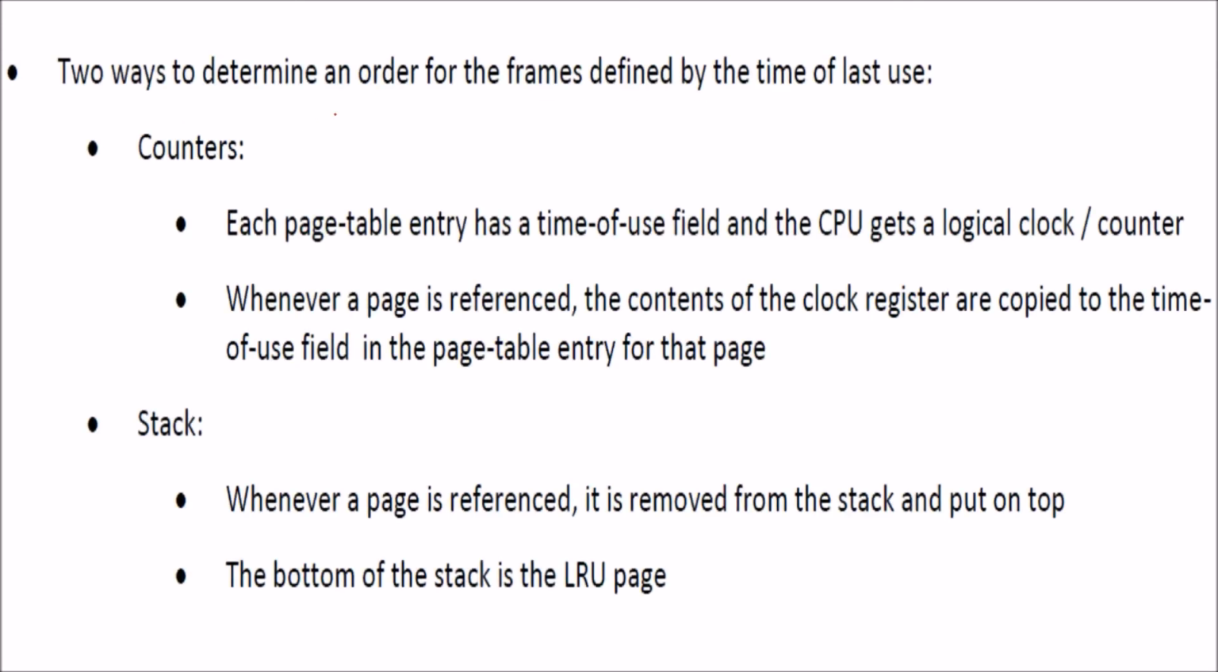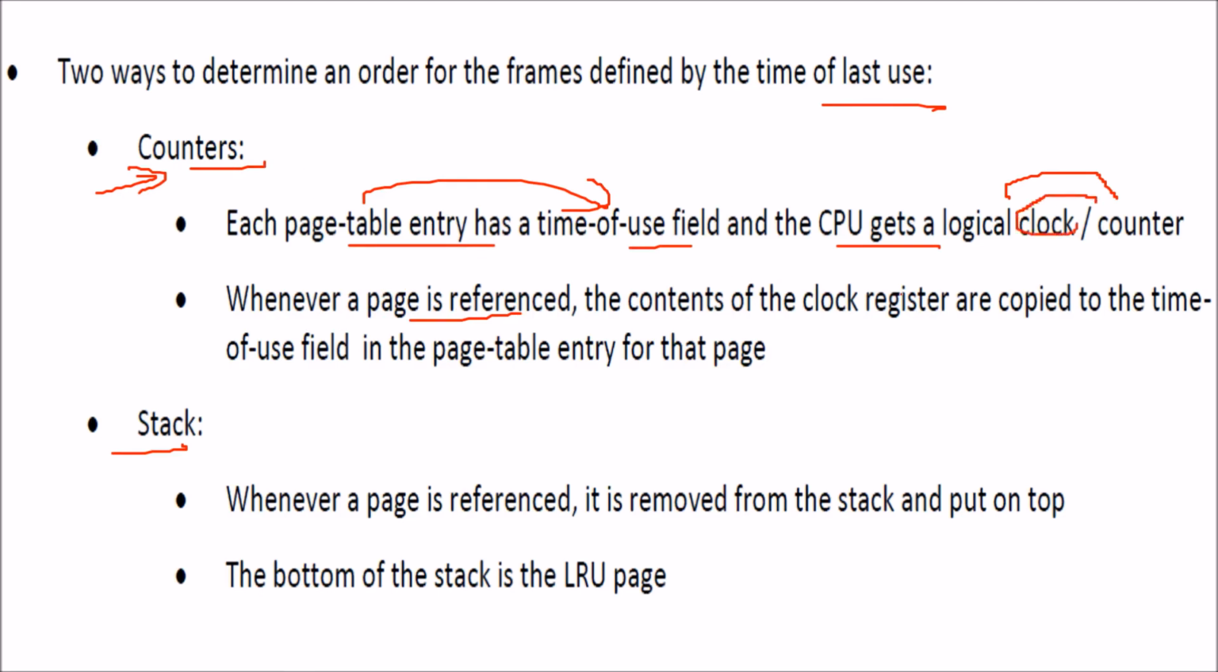So there are 2 ways to determine the order of frames, defined by the time of last use. Because in least recently used, how do we know which one is least recently used? We can use a counter, we can use a stack. In the counter approach, each page table entry has a time of use field. In the page table we put the time, and the CPU gets a logical clock or counter, so that we may know which is least recently used. Whenever a page is referenced, the content of this clock register is copied to the time of use field in the page table entry for that page.